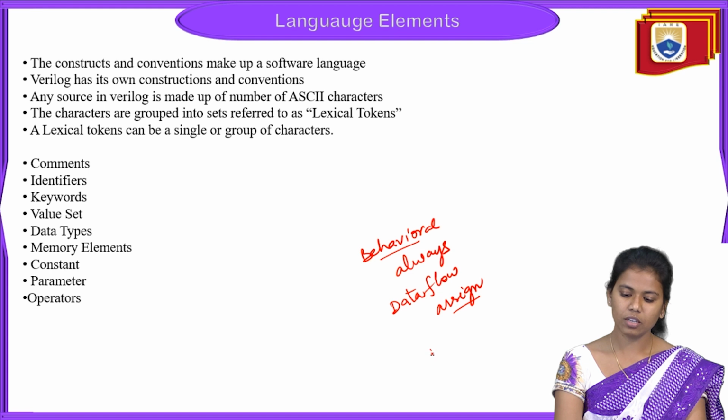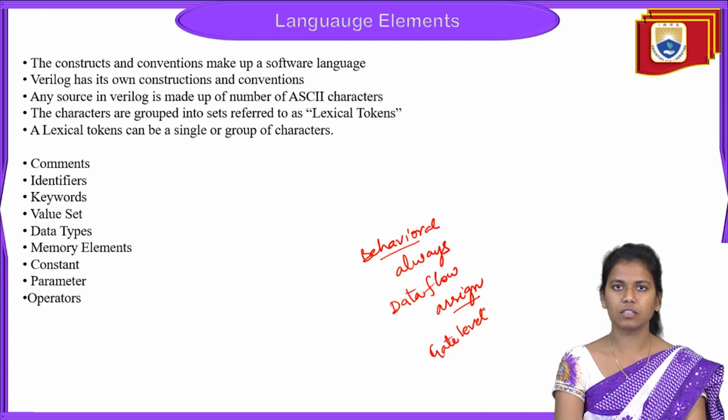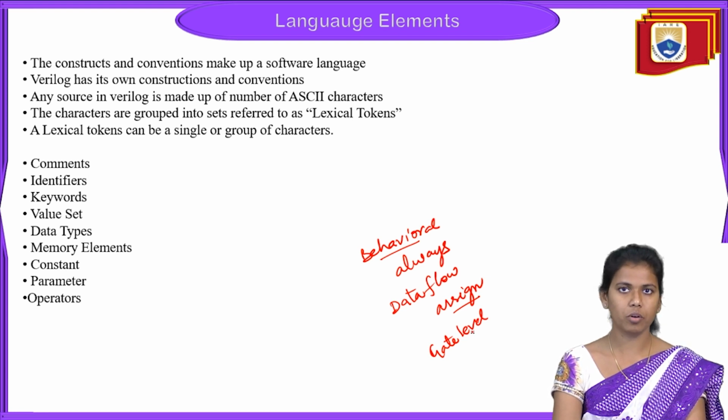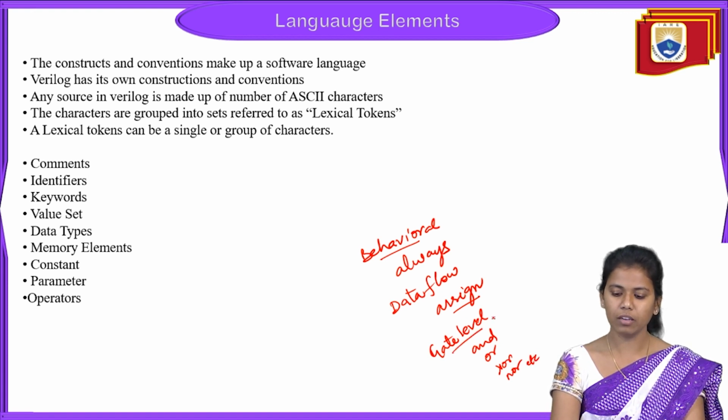And coming to the gate level, it is a simple model where we are introducing the various gates which are already present in the Verilog library. The important gates that we had discussed in the earlier classes are AND, OR, XOR, NOR, etc. So using this gate level, different types of gates we can make use of.